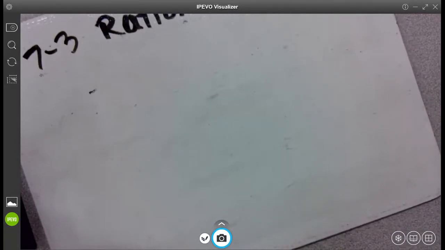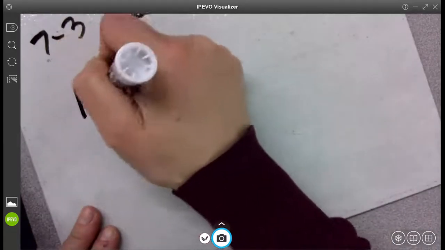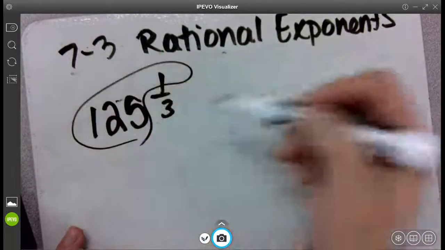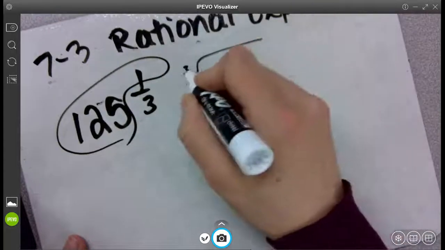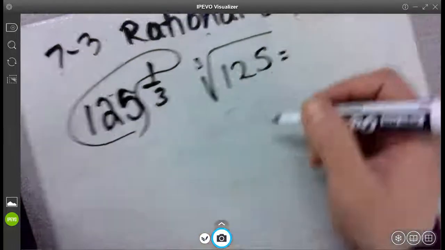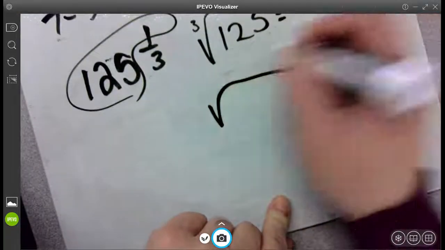Let's try a few more. 125 to the 1/3. Well, we know that's 125 to the first, cube root. Let's break down 125. It's harder to think about it.